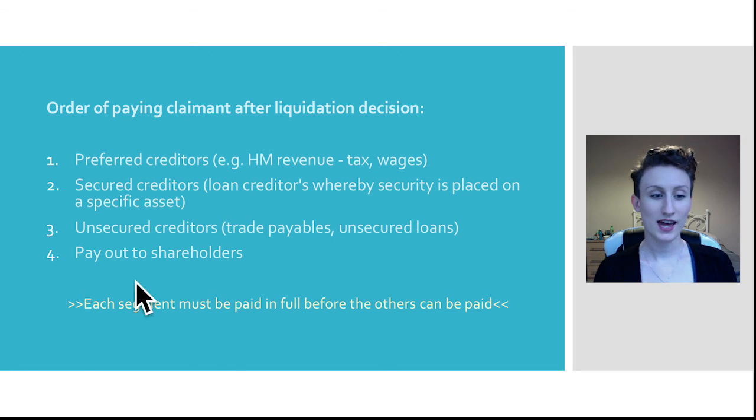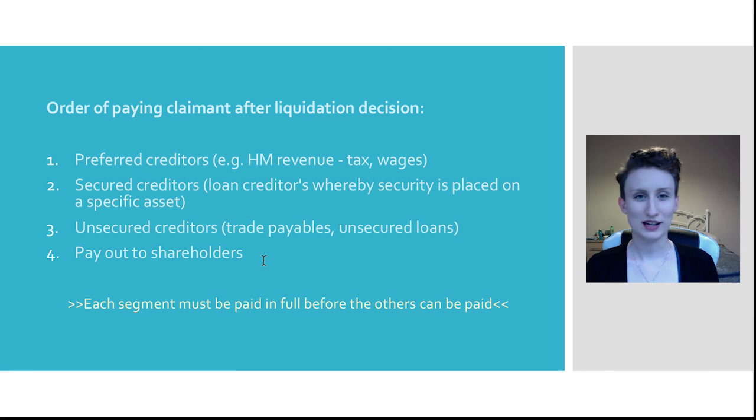and then the unsecured creditors take the next share. It's only then that you can share out the rest of the money to any shareholders involved. So it can mean that if the company is going into liquidation because of debt, the shareholders never actually get any money because it's spent on the people before them. Each category must be paid in full before the others can be paid.